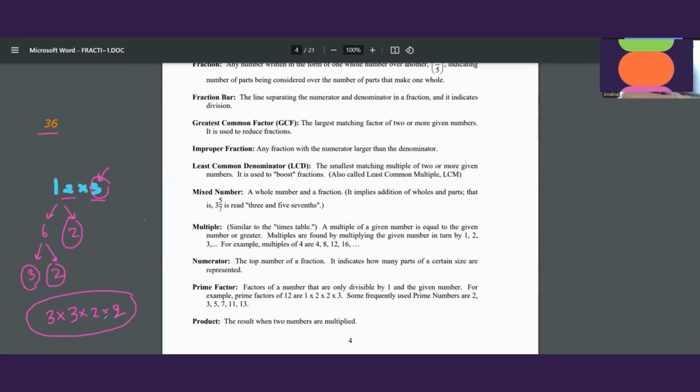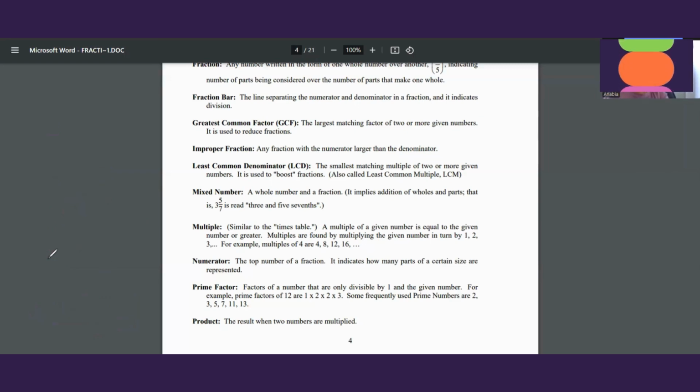Now check if this is correct. How? Multiply the prime factors. 3 times 3 equals 9. 9 times 2 equals 18. 18 times 2 equals 36. So yes, this is correct.